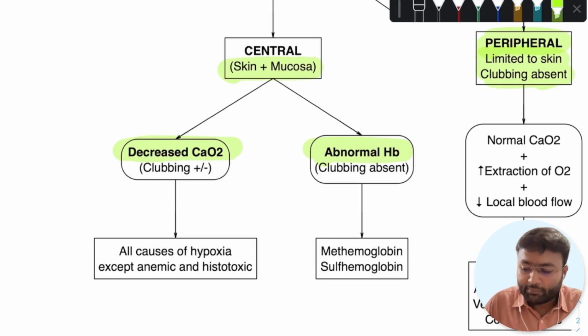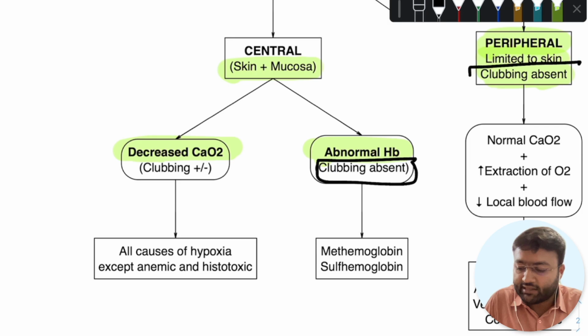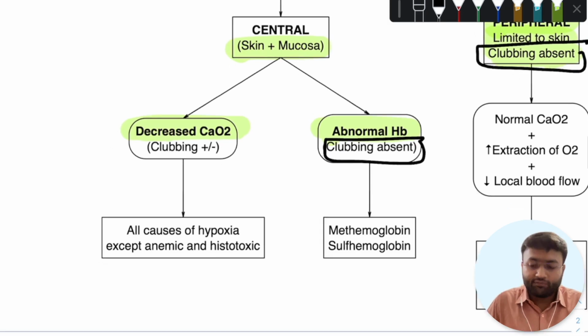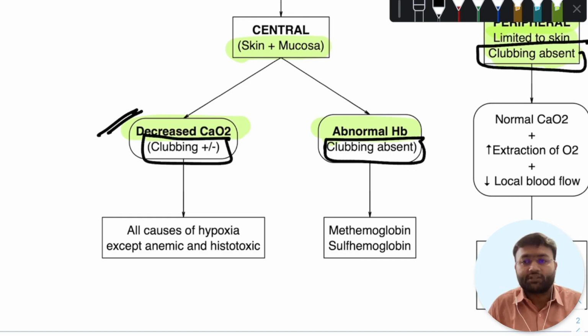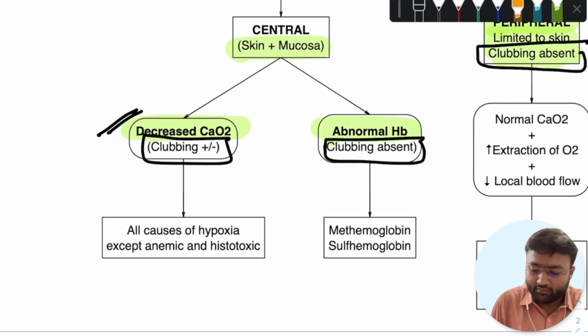If there is peripheral cyanosis or there is abnormal hemoglobin, in both these conditions, clubbing is likely to be absent. Whereas if it is hypoxic hypoxia or stagnant hypoxia, in that condition, clubbing will be present or it will be absent. So I have written this over here.